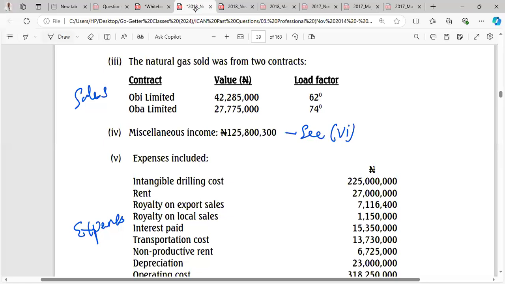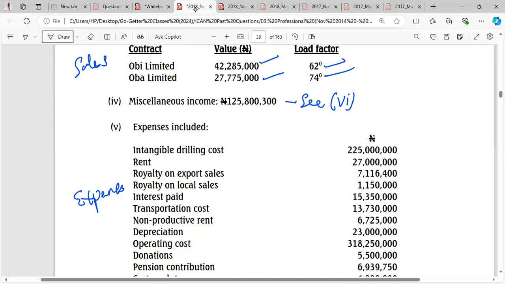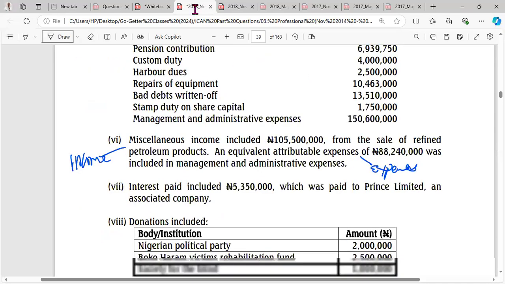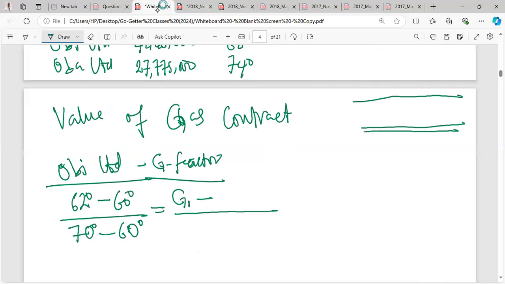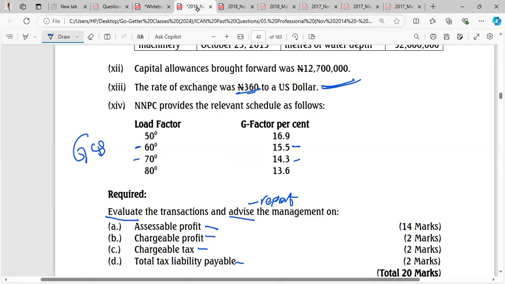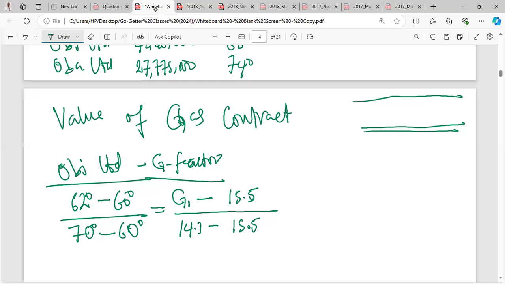This is freezing. Excuse me. We've taken this, we've taken this. So we're going to go down and be looking at this factor. For the first one, we are going to be taking 60 and 70. So for 60, we have 15.5, because that's in percentage. For 70, 14.3.